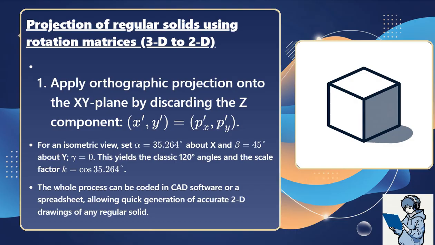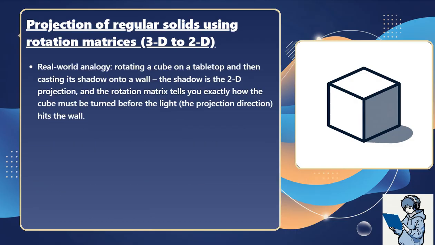Real-world analogy: rotating a cube on a tabletop and then casting its shadow onto a wall. The shadow is the 2D projection, and the rotation matrix tells you exactly how the cube must be turned before the light, the projection direction, hits the wall.